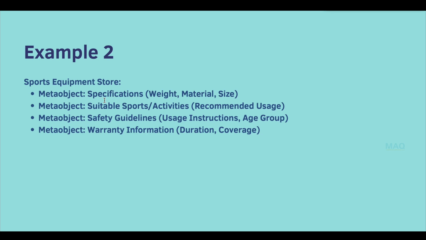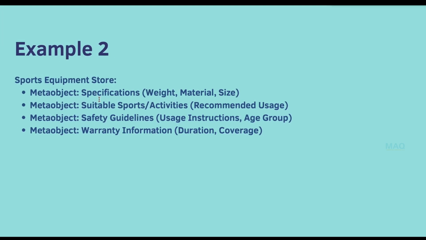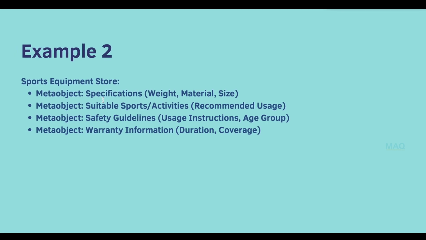Another example is we can create a meta object called suitable sports or activities, or the recommended usage. Then a meta object called safety guidelines. We can create a meta object called safety guidelines with all the guidelines, each one as a property or an attribute. We can create it and those values can be added. Then another one is the warranty information. We can create it as a meta object with whatever kind of fields you want to have in that meta object. You can add those things as meta fields.